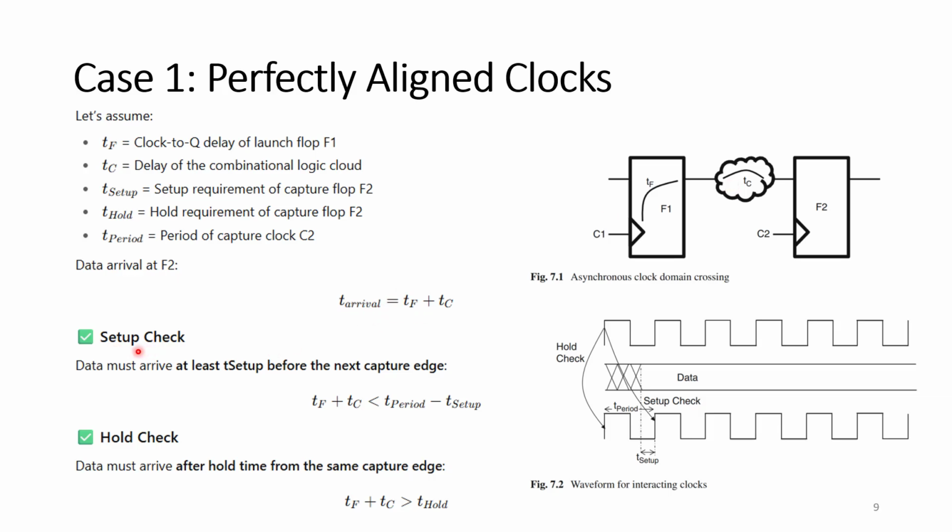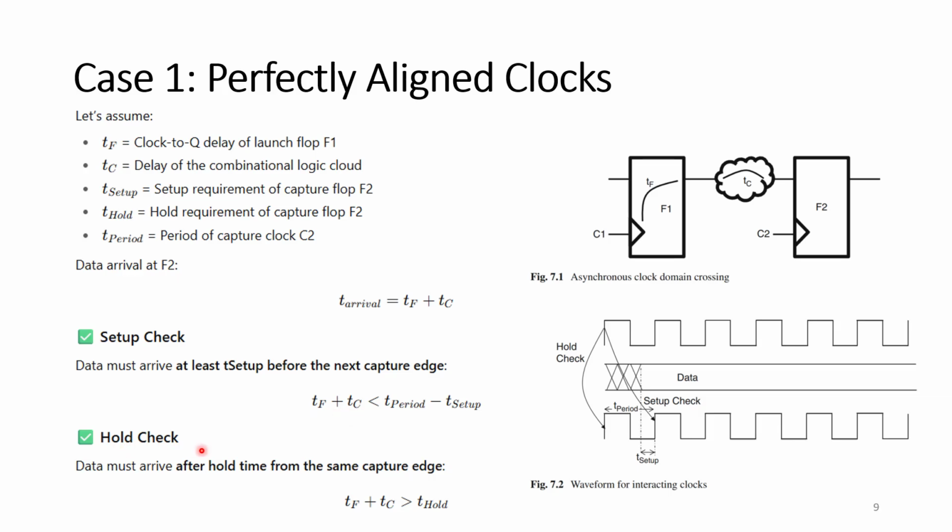So in order to understand setup and hold, you need to know the formula for setup. For setup, required time should be greater than arrival time, or else arrival time should be less than required time. However, both are the same. Arrival time we know is TF plus TC, whereas required time is the total time period minus T setup of the capture flop. So T period minus T setup is required time, and TF plus TC is called arrival time.